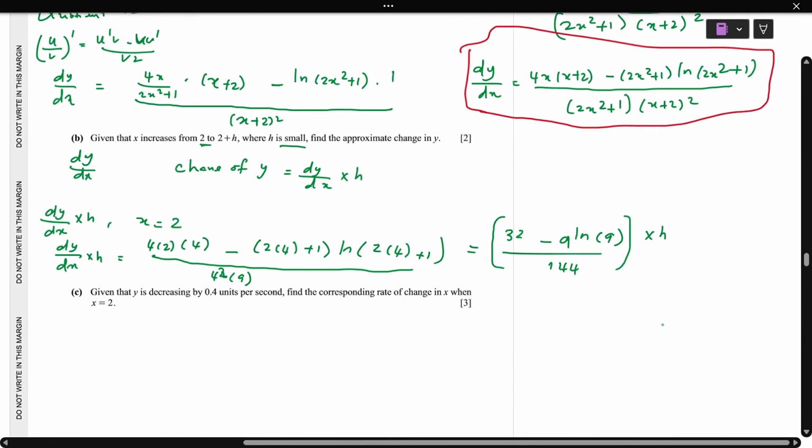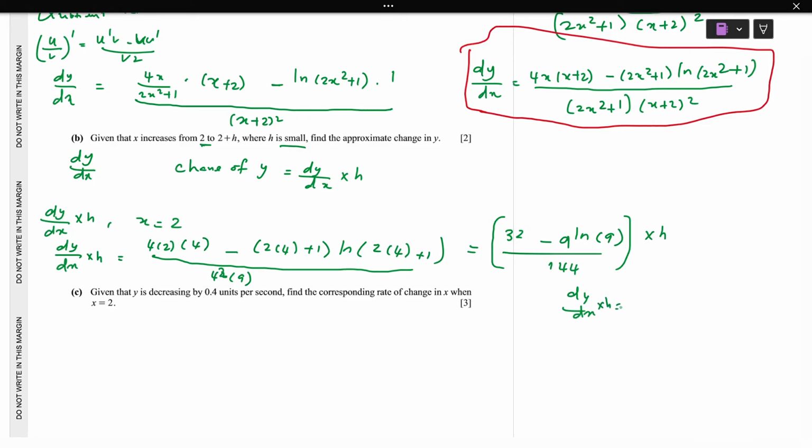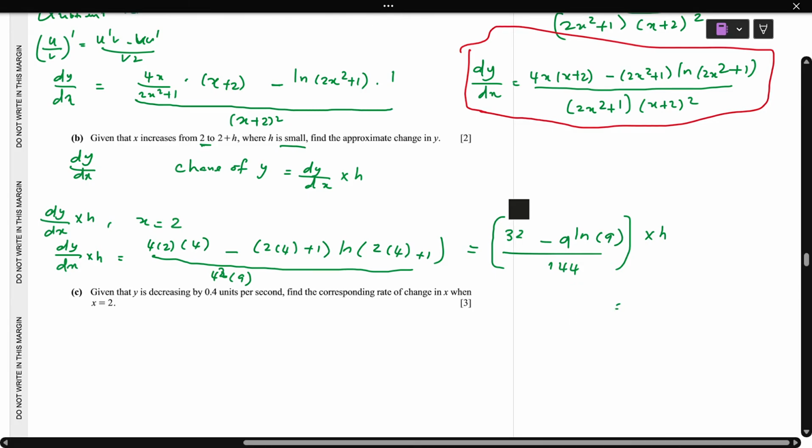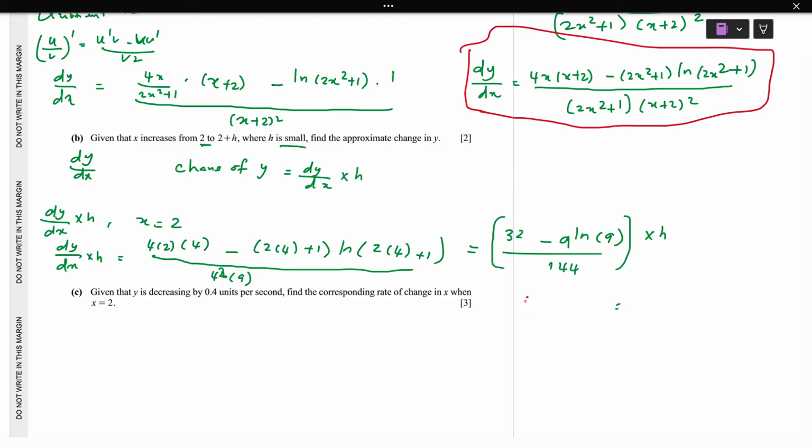So I'll write the final one: dy by dx into h equals, so find the approximate change of y, so no need to write this. Just write change of y equals 32 minus natural log of 9, over 144, into h. That is the answer for the second part, part B.